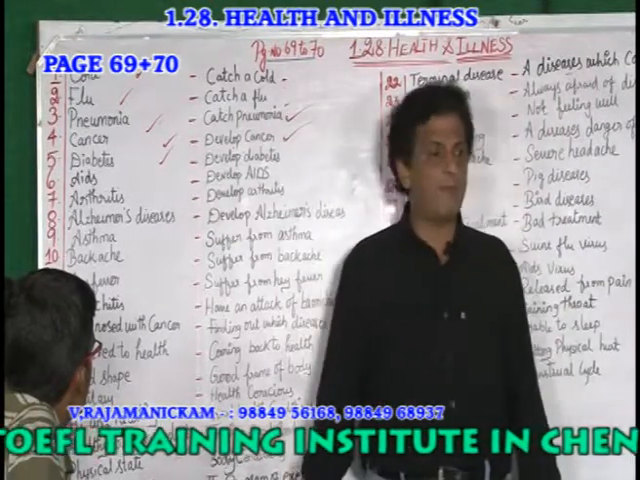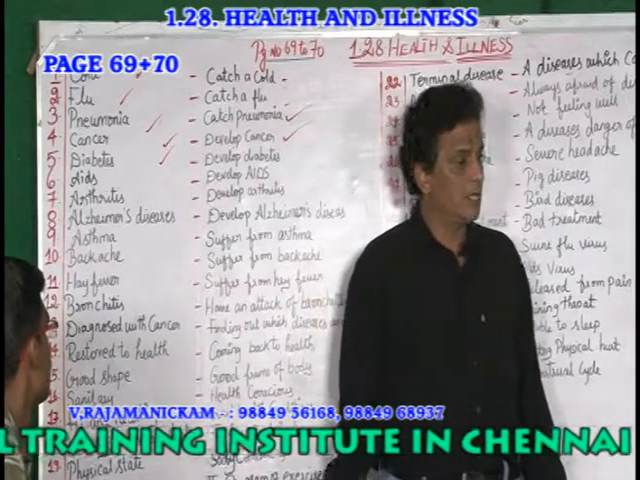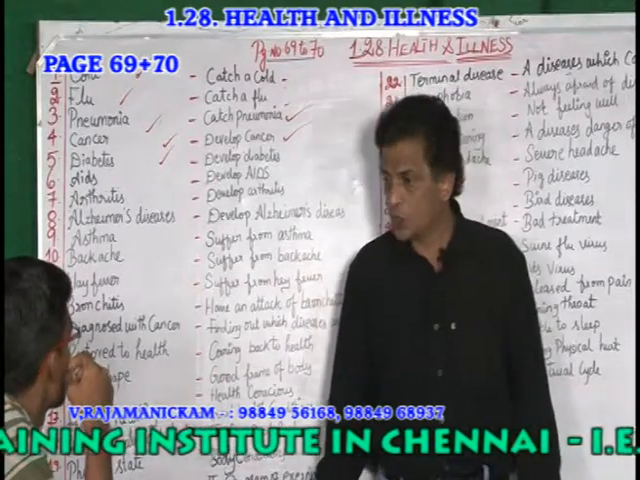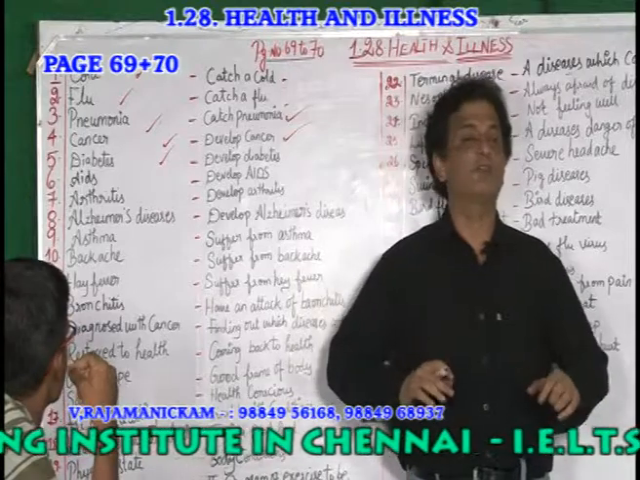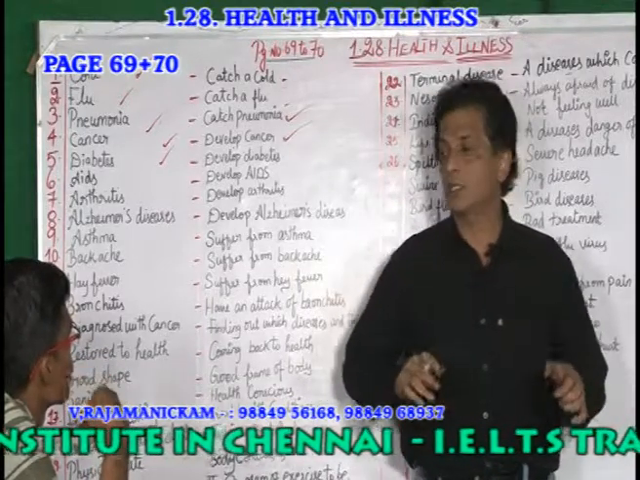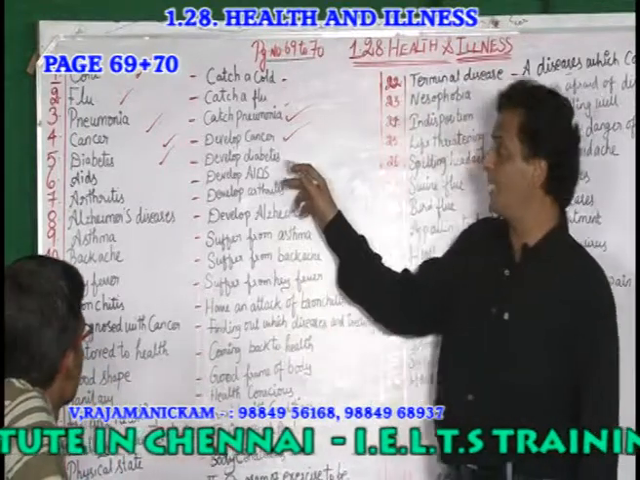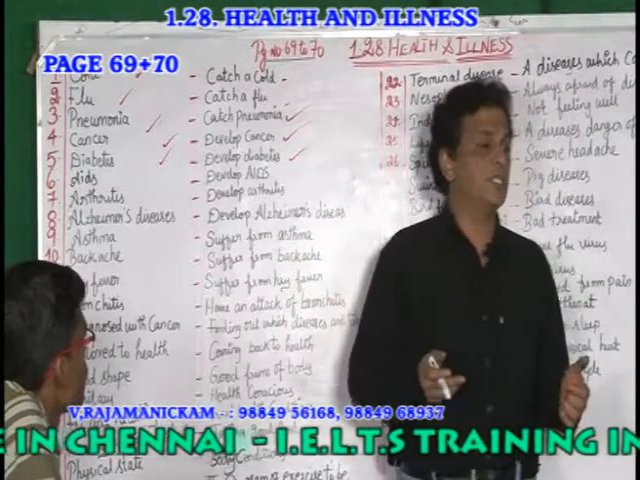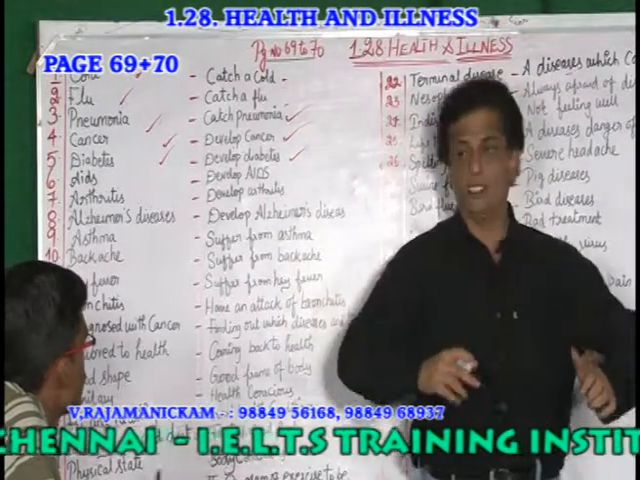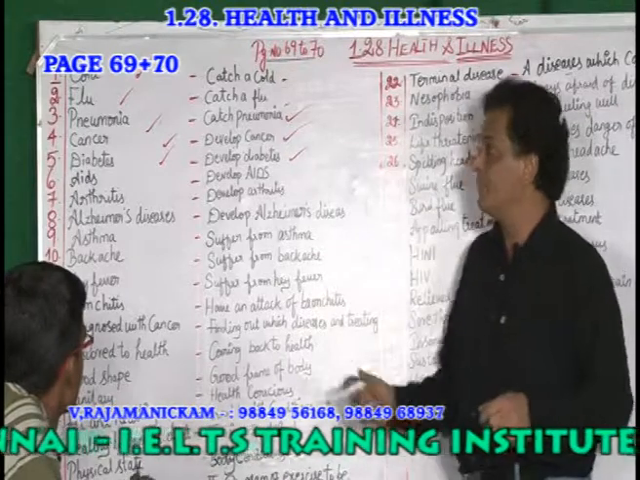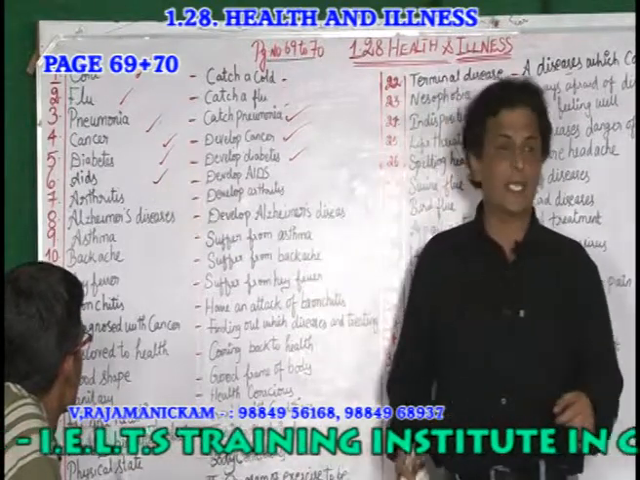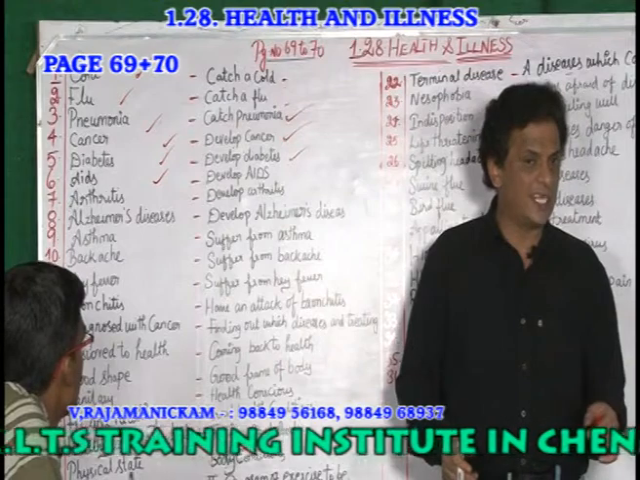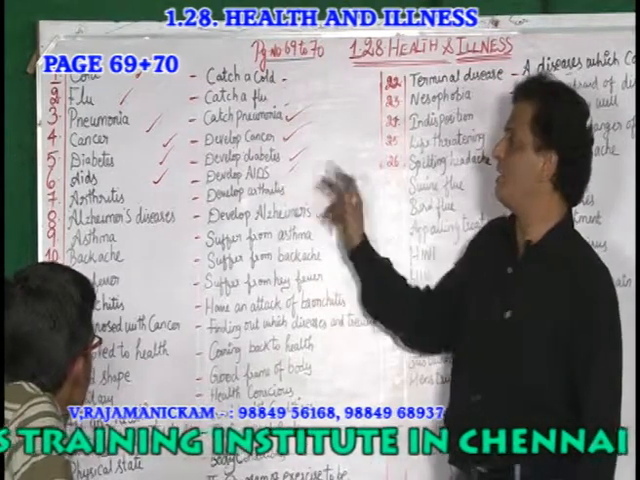Diabetes. What do you mean by diabetes? Sugar patients, the level of sugar is high. It is called diabetes. So for diabetes, what do you say? Suppose if you get diabetes, you say develop diabetes. You don't say catch diabetes. Next, AIDS. You know, AIDS, acquired immune deficiency syndrome. So you say develop AIDS.